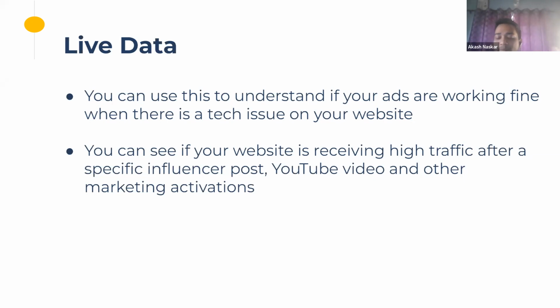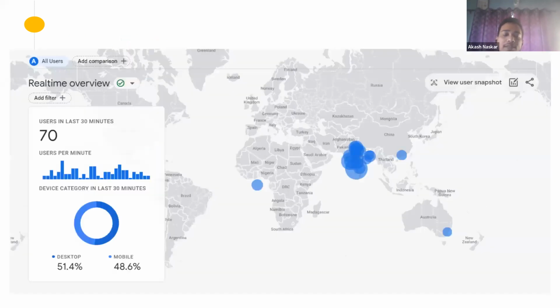So this real-time data is to particularly understand if your campaigns or your website is working correctly or not. And the second is you can track the performance of some of the activations that you have done, for example, influencer posts, YouTube videos, or any marketing activation, like starting a new type of campaign. So this is the use of real-time data. So this is how you can see the real-time data.